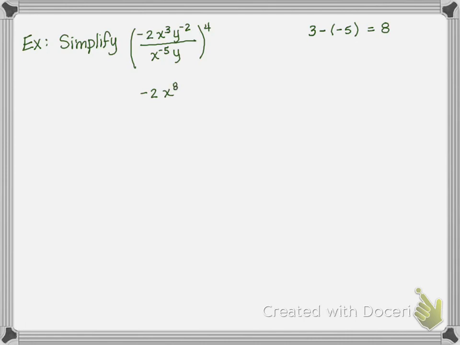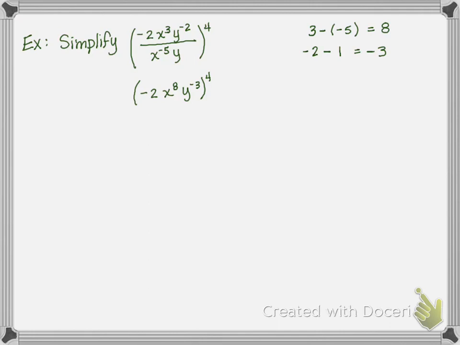And then I have y to the -2nd divided by y. Y is just y to the first. We don't write that exponent, but it's one factor of y, and so this is an exponent of -2 minus an exponent of 1, which gives me an exponent of -3. So y to the -3rd. And then that whole thing is raised to the 4th power. So we took care of our factors with the same base. Now let's go ahead and take care of those parentheses.